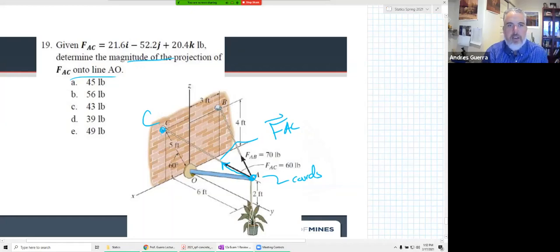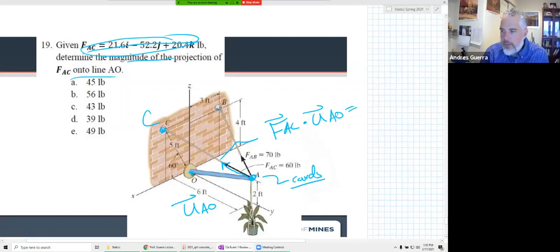Oh, no, wait, they gave us FAC. Never mind, we don't have to do that, right? They gave us FAC, so we don't have to do that part, which is good. I was just thinking, wow, that's really long. And then we want to find the projection onto AO. Now, we will need the coordinates of A still and the coordinates of O. I want to find the unit vector from A to O, and then I just take FAC dotted with the unit vector from A to O, and that would give me my magnitude.